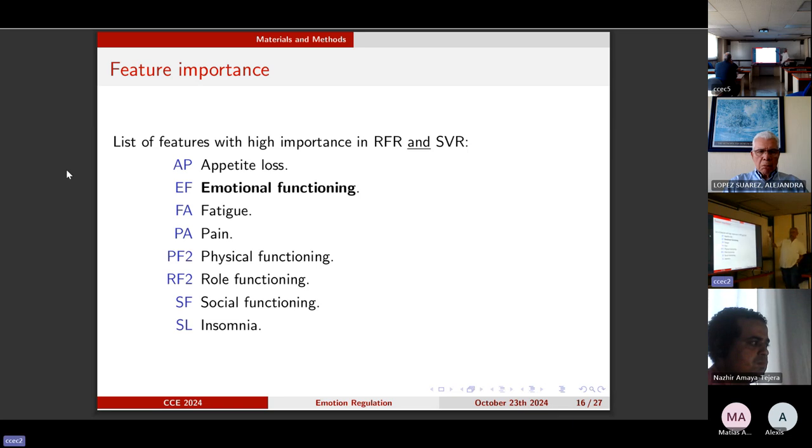Okay? These are the metrics usually used in the usual way, the quadratic differences, the summation, and so on. And the feature importance here, with special attention, is emotional functioning, physical functioning, social functioning, and role functioning. This is very important for us. Please pay attention to the initials.